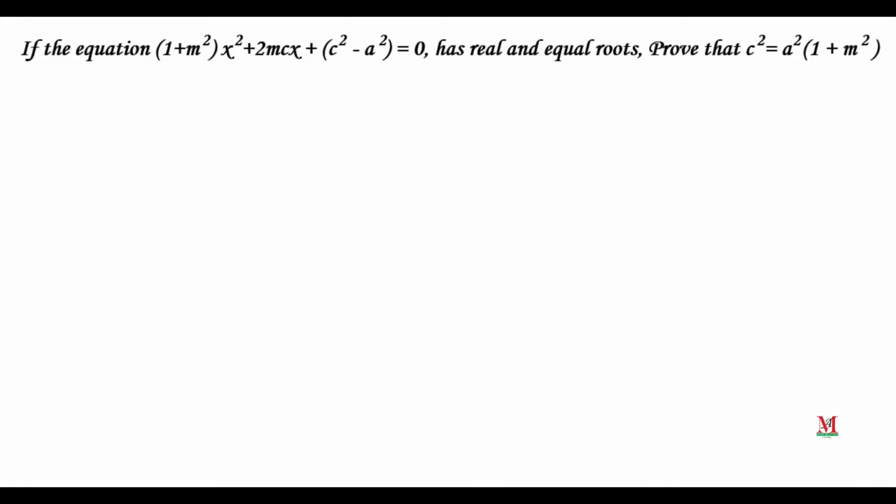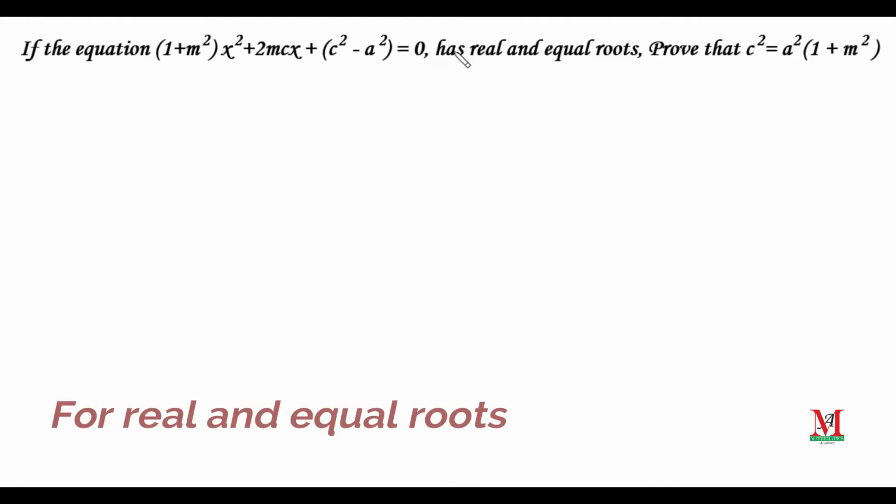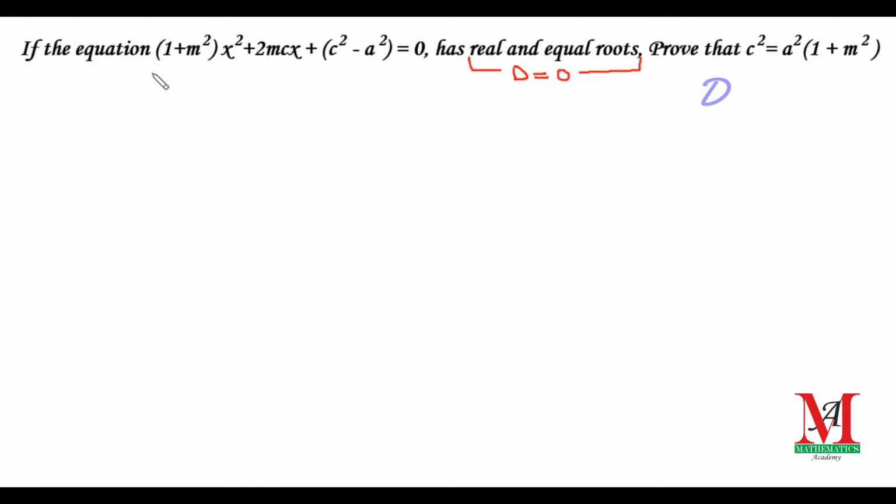In this question we see that the equation has real and equal roots. Therefore we know that for real and equal roots the condition is D equals 0. And here we have an equation. Therefore we need to find the values of a, b and c.